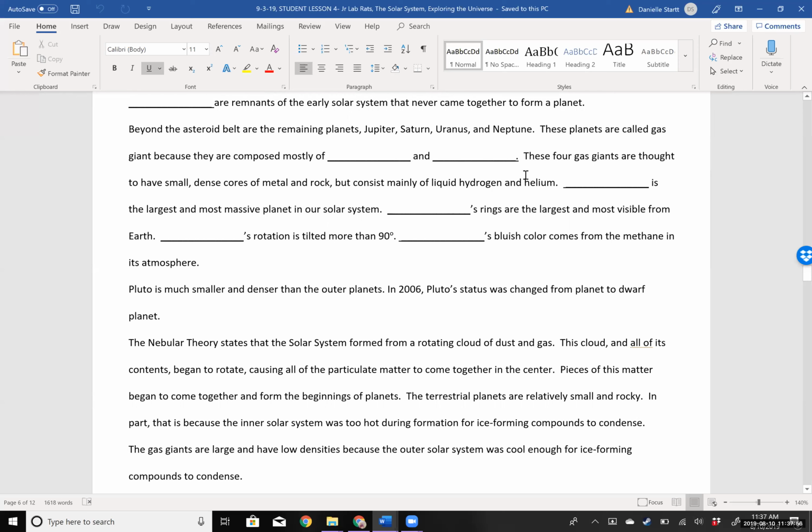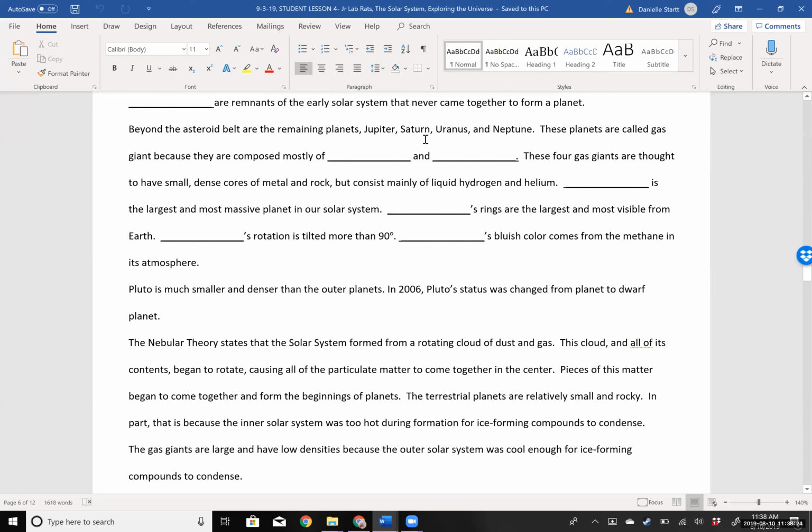These 4 gas giants are thought to have small, dense cores of metal and rock, but consist mainly of liquid hydrogen and helium. I wonder if we've seen this, something very similar to consist mainly of liquid hydrogen and helium, anywhere above where we could use liquid hydrogen and helium as an answer. Again, context clues. Blank is the largest and most massive planet in our solar system.